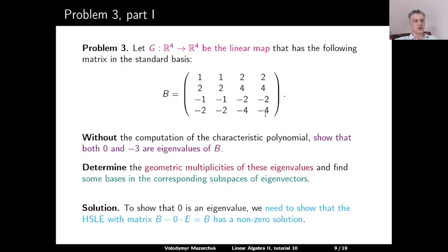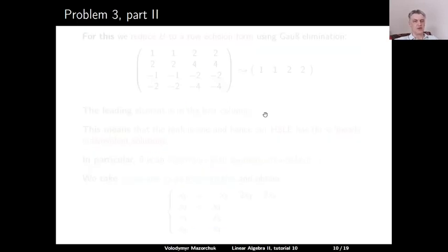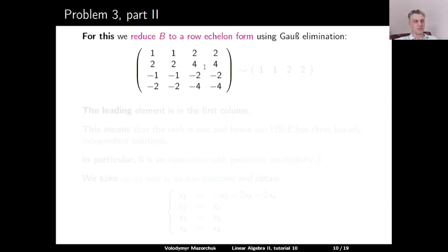Solution. To show that 0 is an eigenvalue, we need to show that there are some non-zero eigenvectors for this eigenvalue. And this means that we need to solve the homogeneous system of linear equations whose matrix is B minus the eigenvalue times the identity. So since the eigenvalue is 0, this is just B. So we need to solve the homogeneous system of linear equations with matrix B. So we need to reduce B to a row echelon form using Gauss elimination.